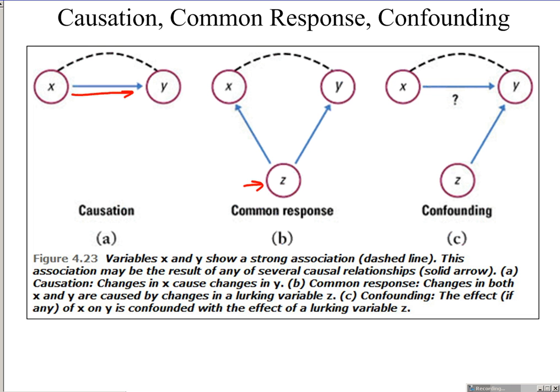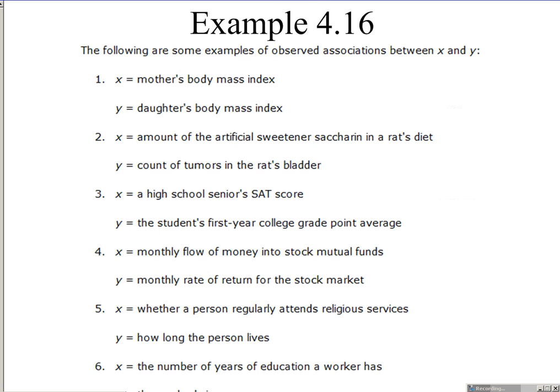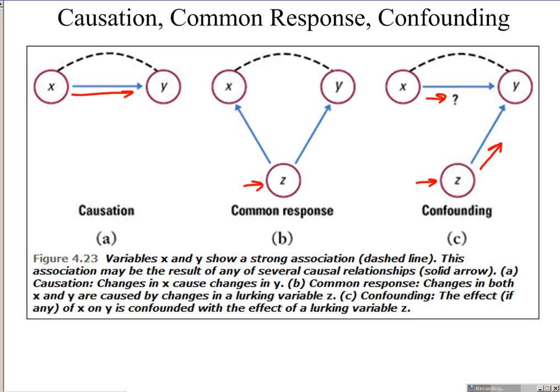And C, confounding. The effect, if any, of X on Y is confounded with the effect of a lurking variable. So now we have a third lurking variable still, but now we don't know whether or not it is X that is causing the changes in Y, or whether it is the third variable Z that is causing the changes in Y. Each one of these 6 relationships that we talked about here, 2 are examples of causation, 2 are examples of common response, and 2 are examples of confounding.